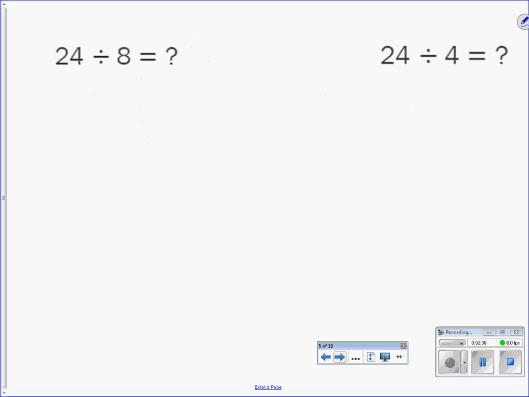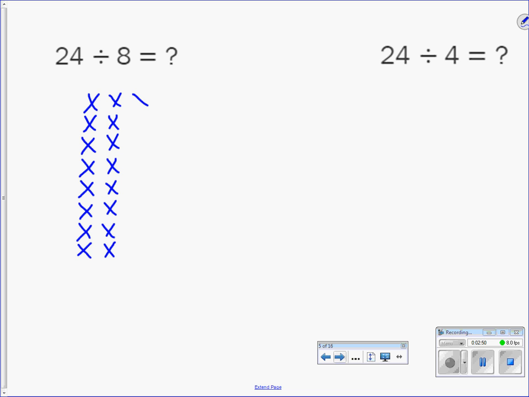Okay, 24 divided by 8. We can do 8 rows. There's my 8 rows. I'm going to put 1 in each row. Once again, you can do this in groups too if you choose to. Or if you know your fact families, this would also help. And knowing the product. We did this last week also, working with our product and knowing the factors for that product. So my answer would have to be 3.